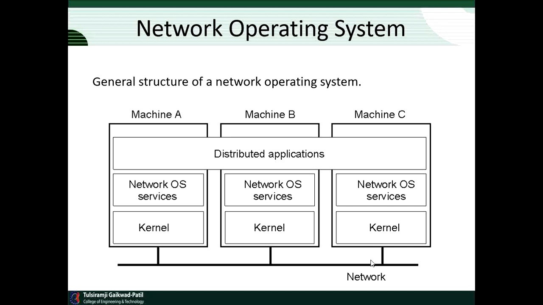Network operating system is nothing but the operating system which is used to handle the resources and the devices which are available or connected through the network, and they coordinate among all the machines. That's why network operating system is useful if we are using it in a distributed system.